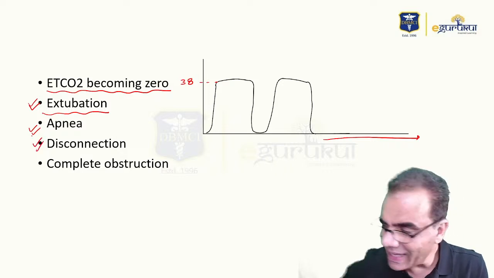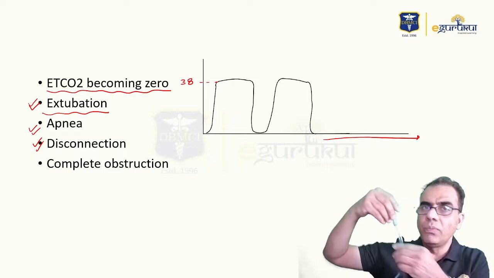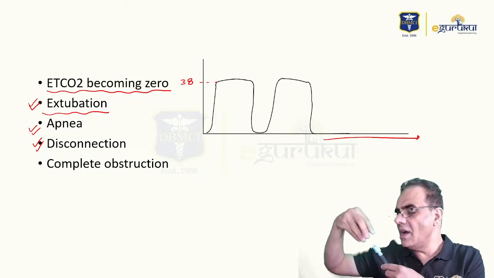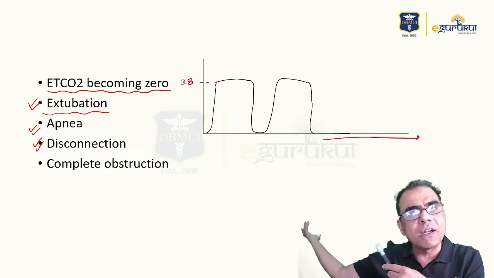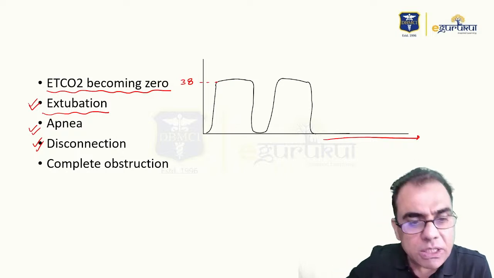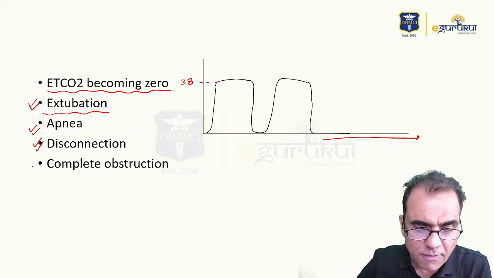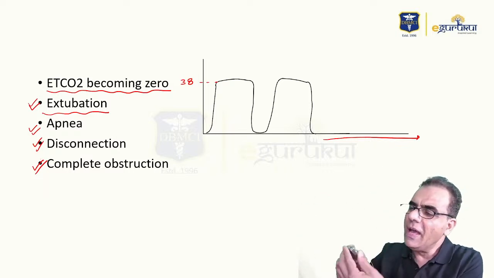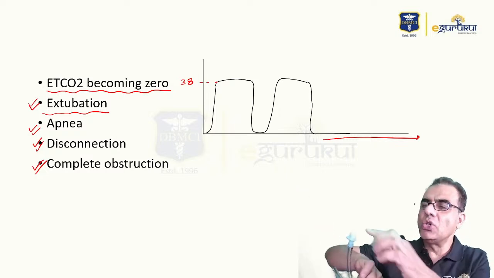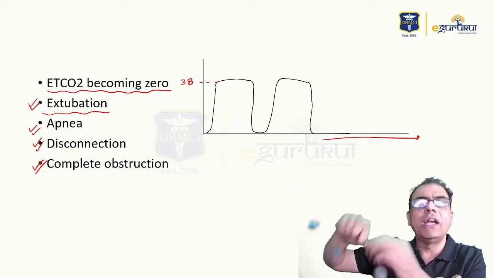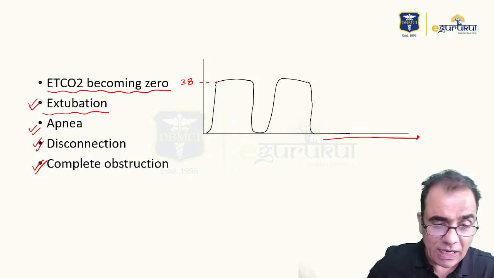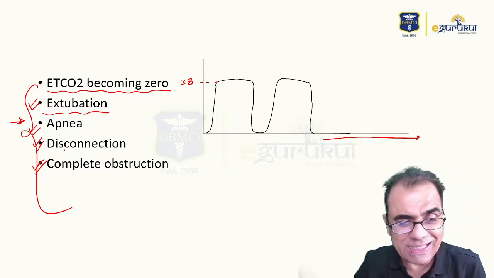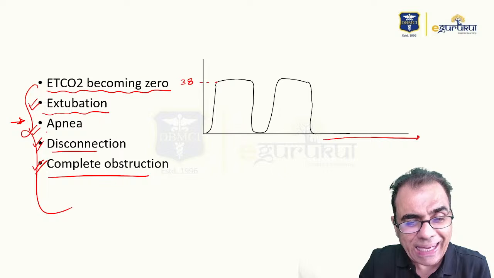Disconnection. Disconnection means the endotracheal tube gets disconnected from the circuit. If the endotracheal tube gets disconnected from the circuit, how will your sample reach the circuit? So again it is going to become 0. Or complete obstruction. If the tube gets completely obstructed by secretions, or by kinking, then EtCO2 will not be able to reach and again it will become 0. And these are life-threatening situations. Extubation, apnea, disconnection, complete obstruction, they can kill the patient.